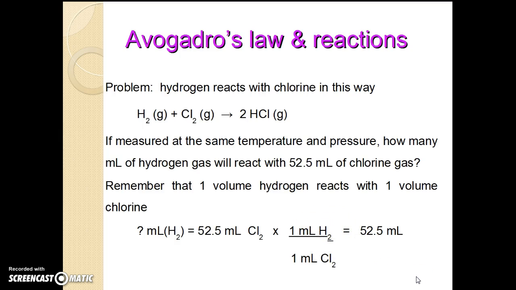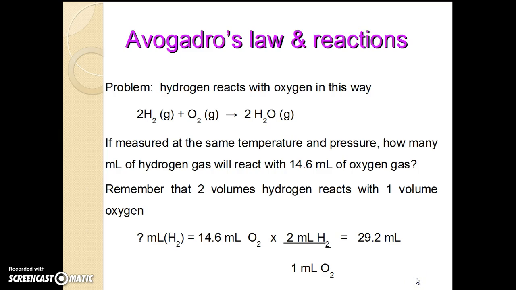Let's look at another question with a different ratio. Hydrogen reacts with oxygen in this way: 2 moles of hydrogen react with 1 mole of oxygen, that's the meaning of the 2 and the 1 coefficient, to form 2 moles of water, steam. If it's measured at the same temperature and pressure, we ask how many milliliters of hydrogen gas will react with 14.6 milliliters of oxygen gas.